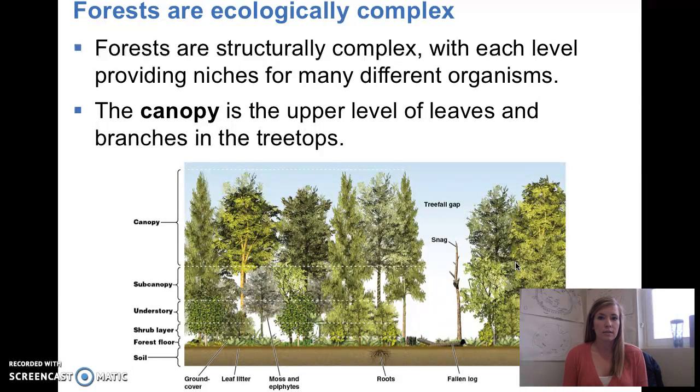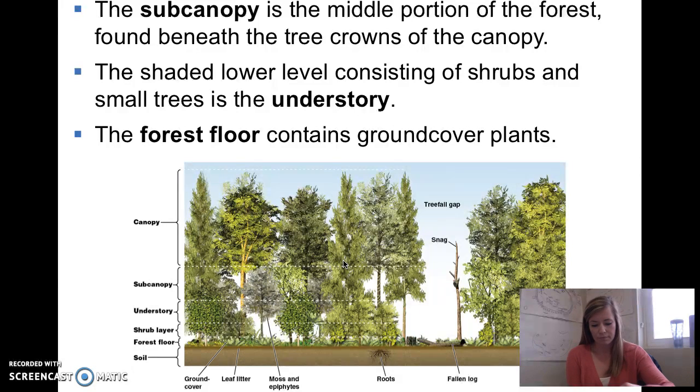So the structural diversity of a forest is broken up into different layers. So the canopy is the top layer of leaves and branches in the treetops. And so there's a lot of beetles, caterpillars, and other leaf-eating insects that are found there. And those provide food for the birds that live in the upper. Birds eat a lot of insects, so all the different leaves provide food for insects, and then the birds eat the insects. And then mammals might live up there and also eat other types of fruit and leaves from the canopy.